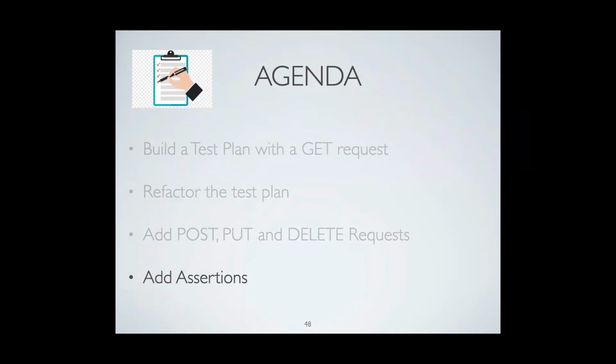Also, we will add assertions to the test plan so that JMeter itself will do the validation for us while the test is running. As time permits, we will move into data-driven testing. That means reading the data from a CSV file. I have a test file already created.